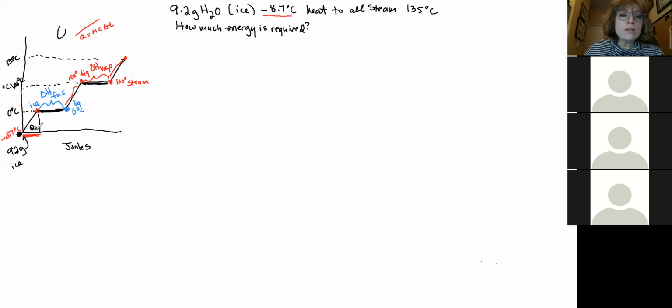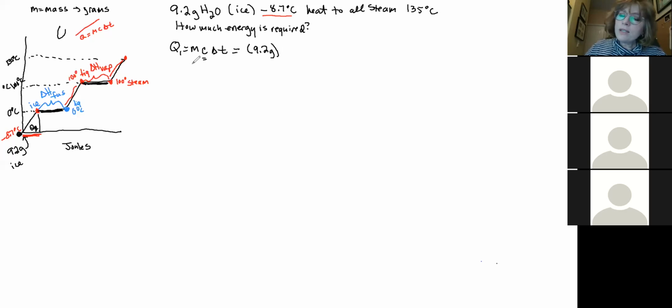So the first one, this is going to be Q1, not Q2. Q1 is mc delta T. The m in this case always stands for mass. So m is mass in grams. It's not molality, it's not moles. And so we were given the mass of 9.2 grams. The c is the specific heat.